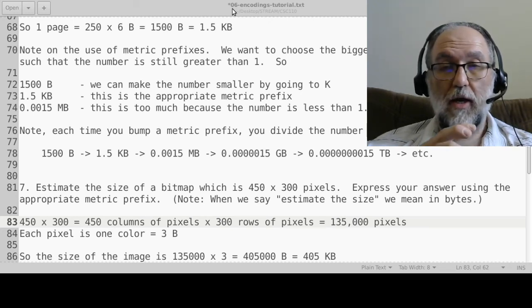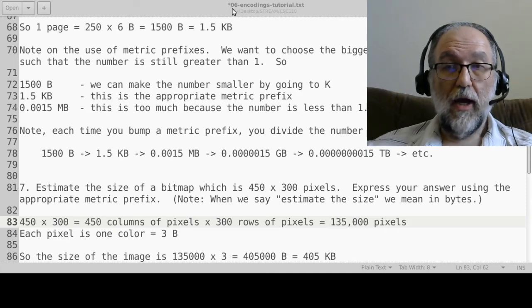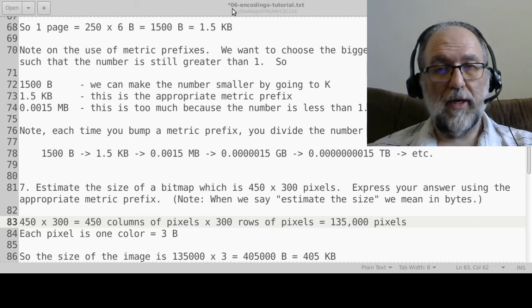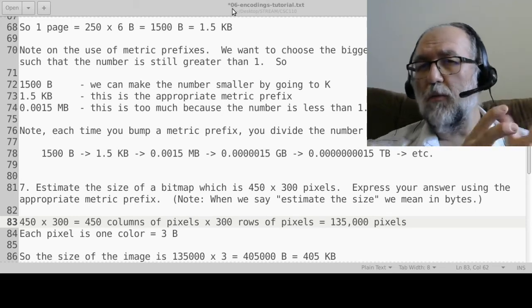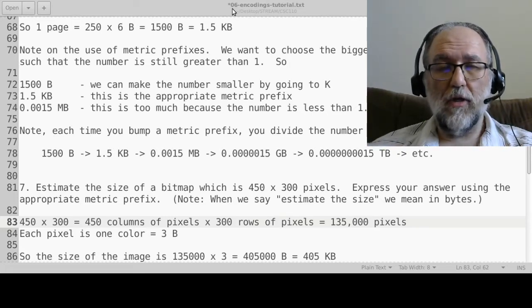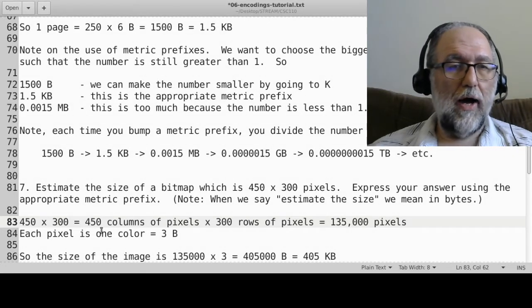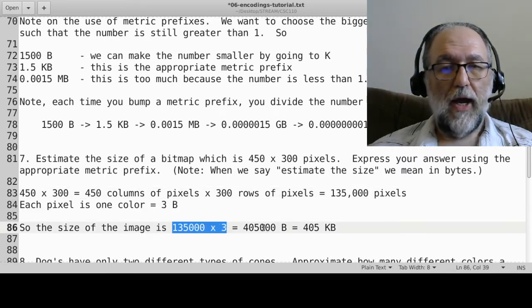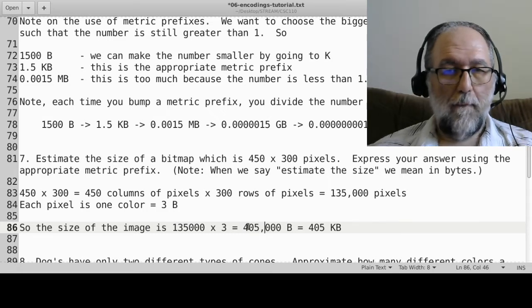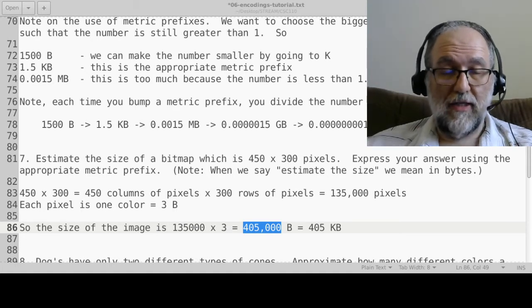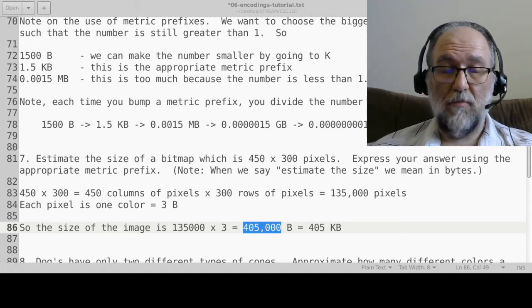Now remember, this is an image which human beings are supposed to be able to see, and for humanly perceivable color you need 3 bytes. So you need 3 bytes for every single pixel. Just like with Unicode, every character was 4 bytes, with images, every pixel is 3 bytes. So we have that each pixel is 3 bytes, and we have how many pixels there are. So just take the number of pixels and multiply it by 3, and that's going to tell you how many bytes. I just put a comma in there so that it's easy to see. So the size of this file would be 405,000 bytes.